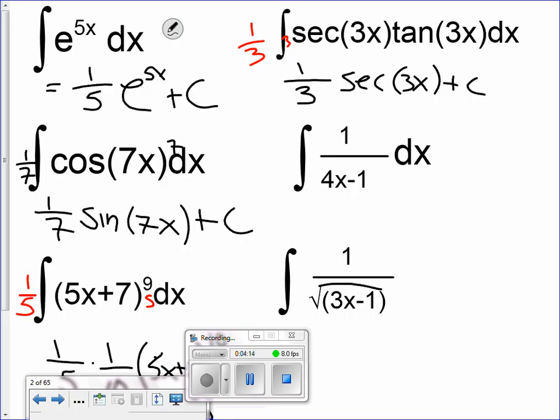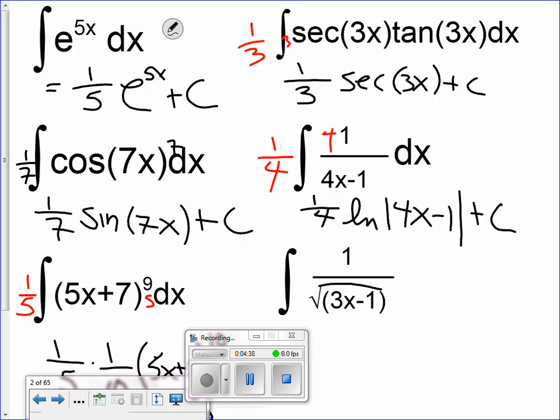All right, the next one, we are missing a 4, so we have to have a 1/4 out here. Now it's a du over u. So when you integrate, 1/4 the ln of x minus 1 plus c. Yeah. Yes.